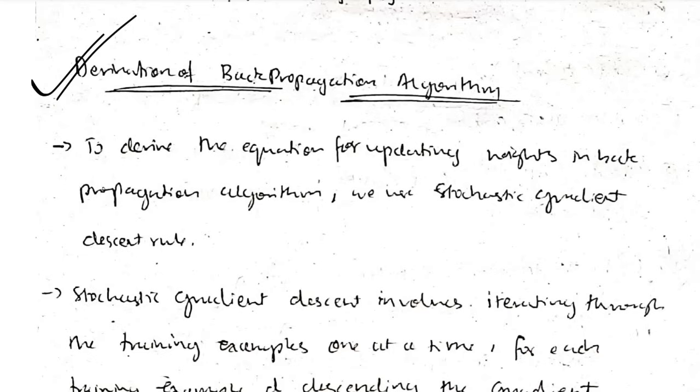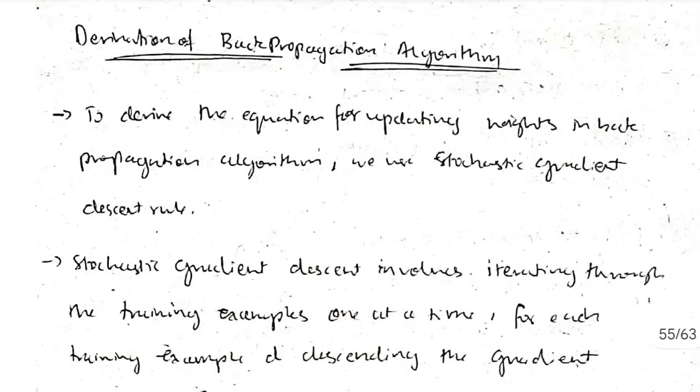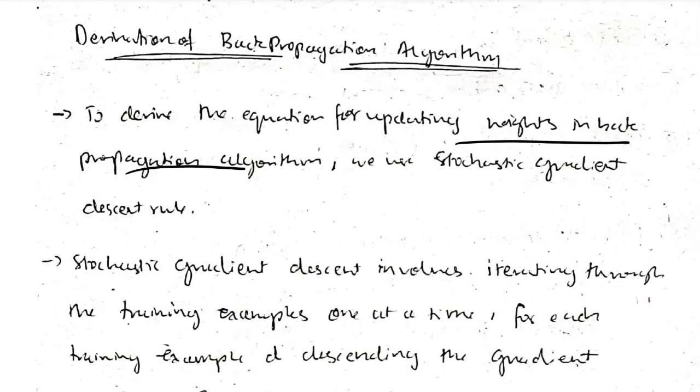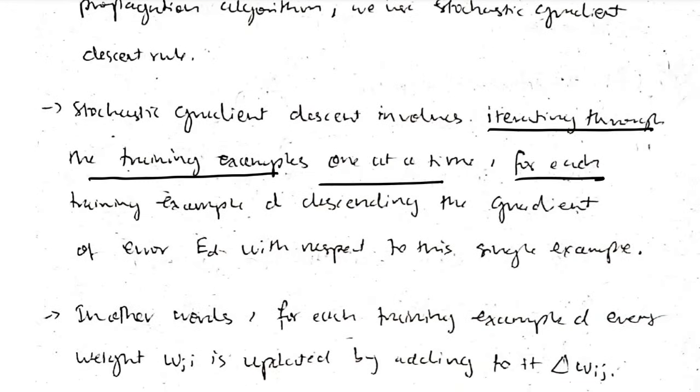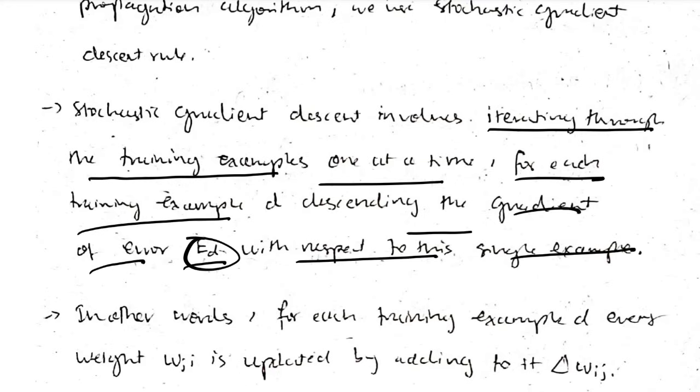This is very important from the exam point of view. To derive the equation for updating the weights in the backpropagation algorithm, we use the stochastic gradient descent rule. It is an explicit question from the exam point of view. Don't miss this one. We use stochastic gradient descent, which involves iterating through the training examples one at a time. For each training example, we perform gradient descent on the error Ed with respect to that single example. We'll be calculating Ed in each case.